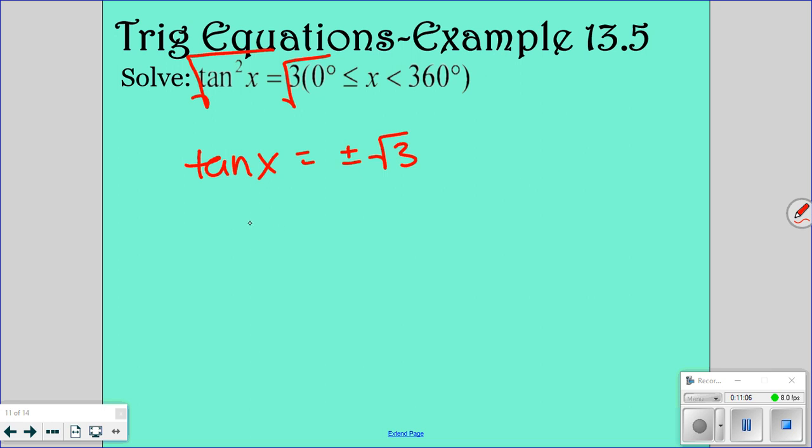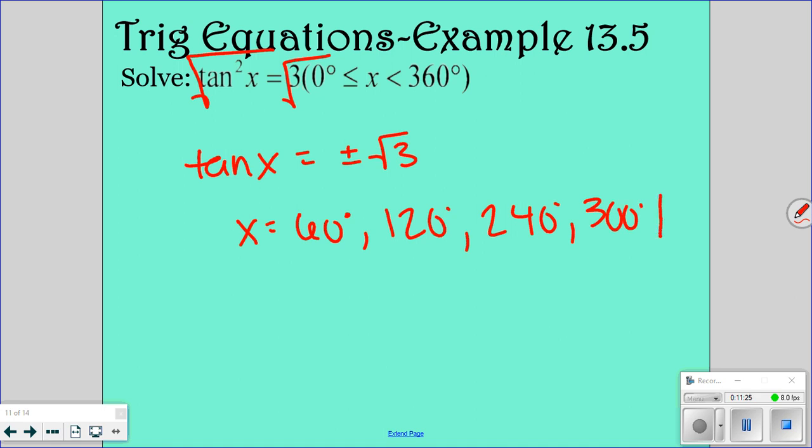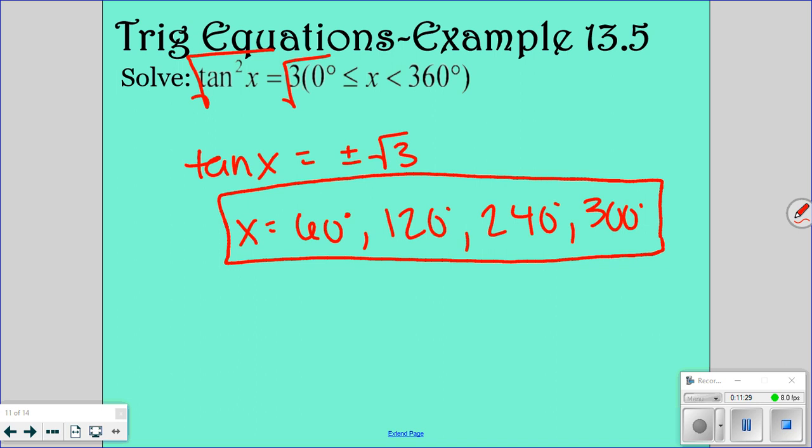That's going to be a 60-degree angle. And where else does it equal either positive or negative square root of 3? It's going to be 1 in every quadrant. So 60 degrees in the first quadrant would be 120 in the second, 240 in the third, and 300 in the fourth quadrant. And so those are your 4 answers for that one.